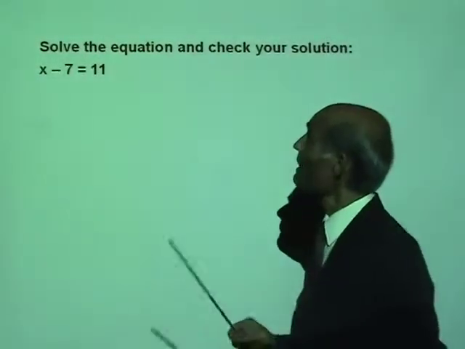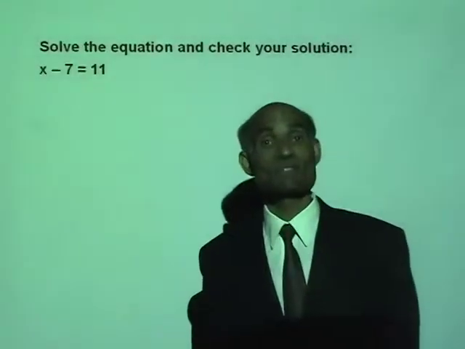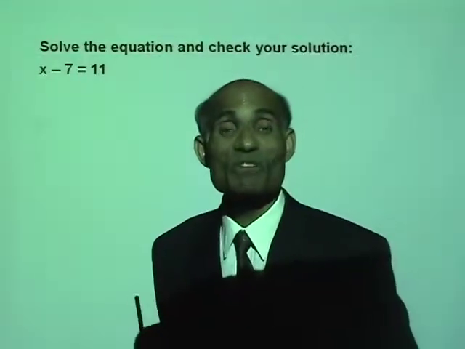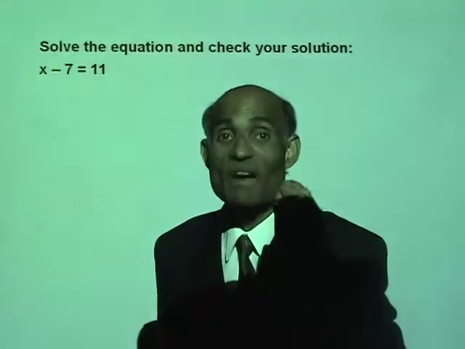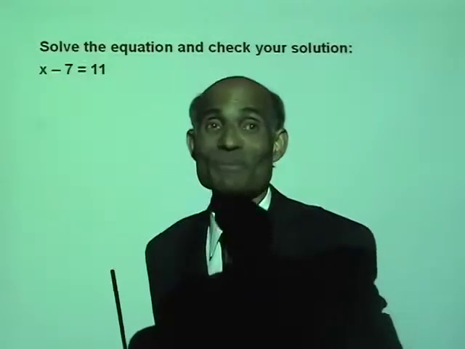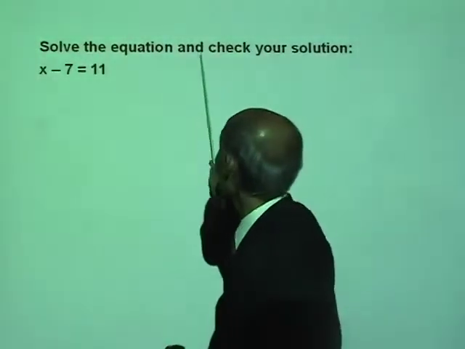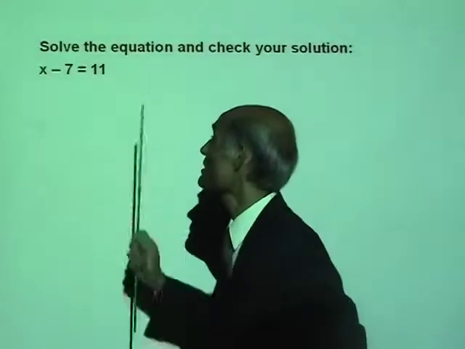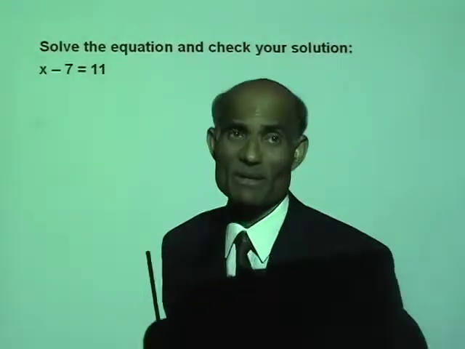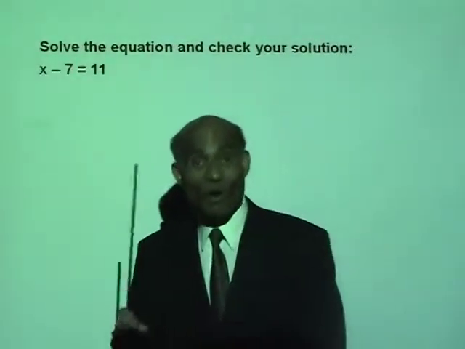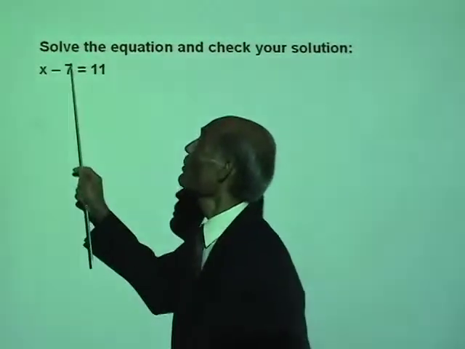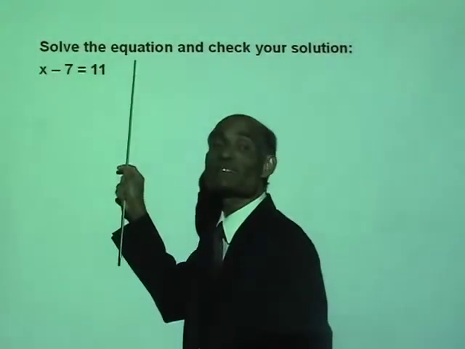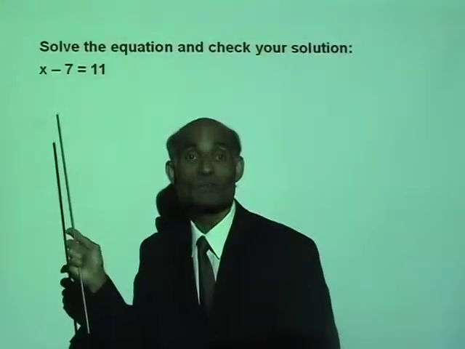Alright, let's now start solving a simple equation. What is the meaning of solving the equation? Solving the equation means find the value of the variable. So solve the equation and check your solution. x minus 7 equal to 11. Well, all you need to do is move the negative 7 from the left to the right. That's all you need to do.